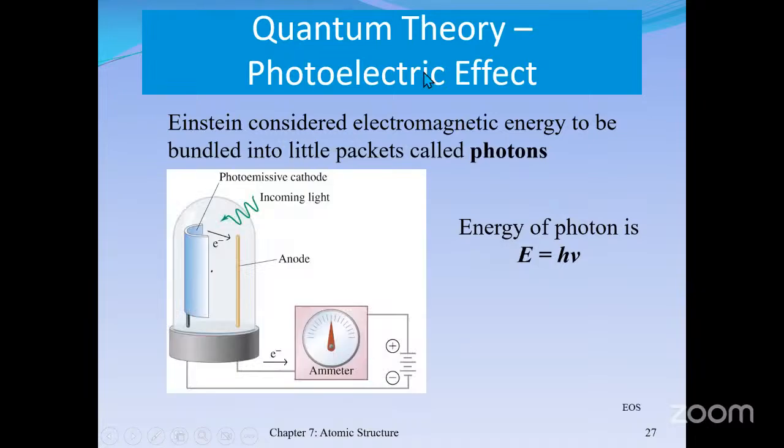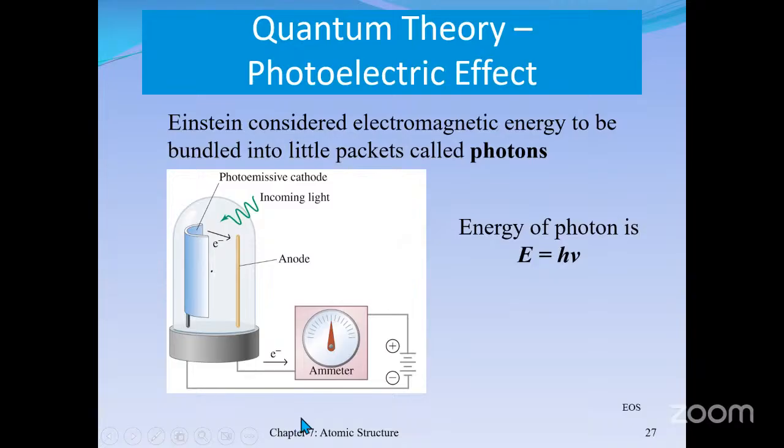Okay, so in line with what Planck discovered, Einstein came up with the term photons to describe the packets of energy, packets of electromagnetic energy. That's basically the term that we're going to use from now on to describe these packets. Okay, so let's talk about this experimental setup.